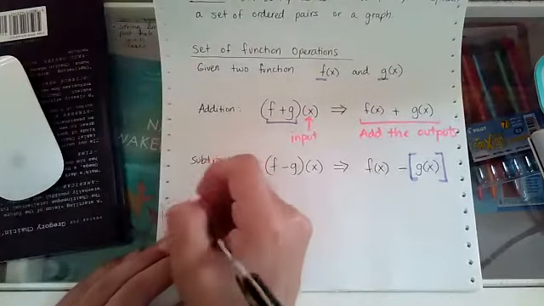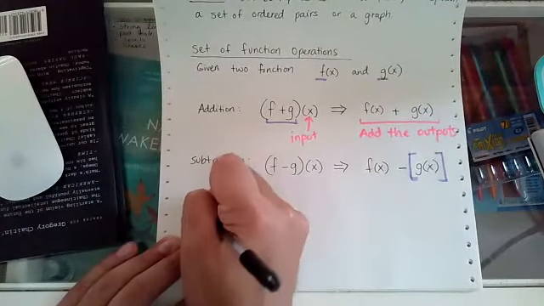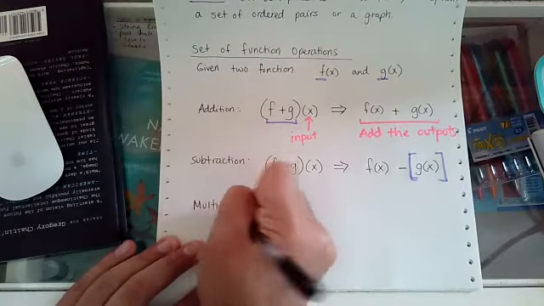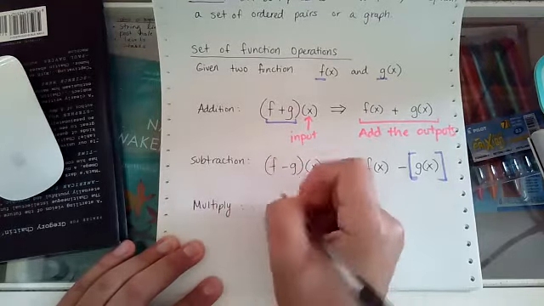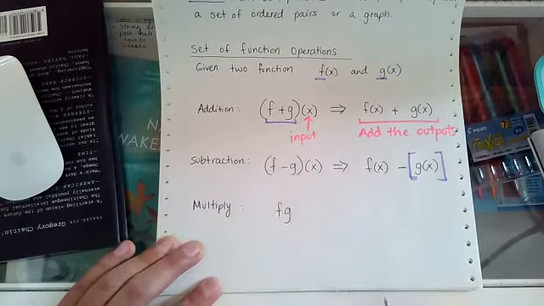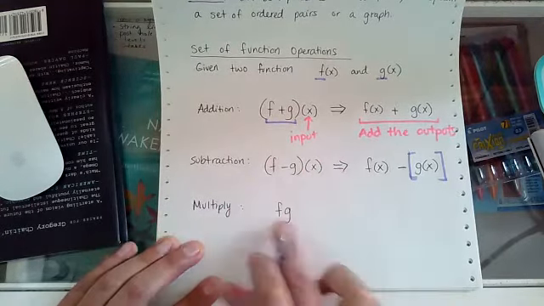We can also multiply functions. And that's written as fg, just right next to each other. We don't even put the dot in between them. fg of x is implying that you're going to take whatever the output value of f of x is, and multiply that by whatever the output of g of x is.